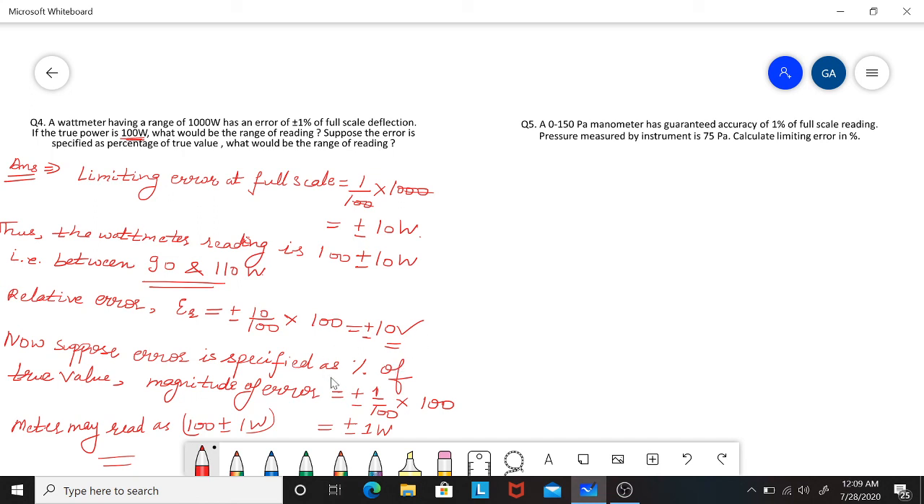Okay, so by this we can end this lecture. In the next class we will do some more numericals on limiting error and absolute error. Okay.